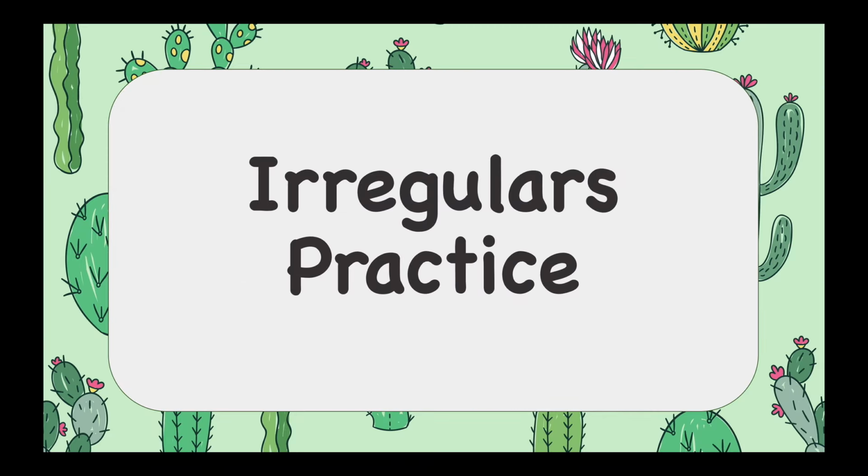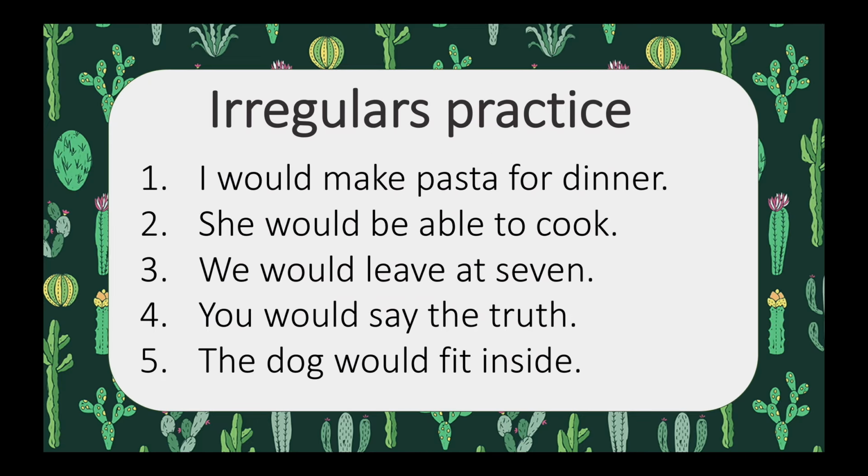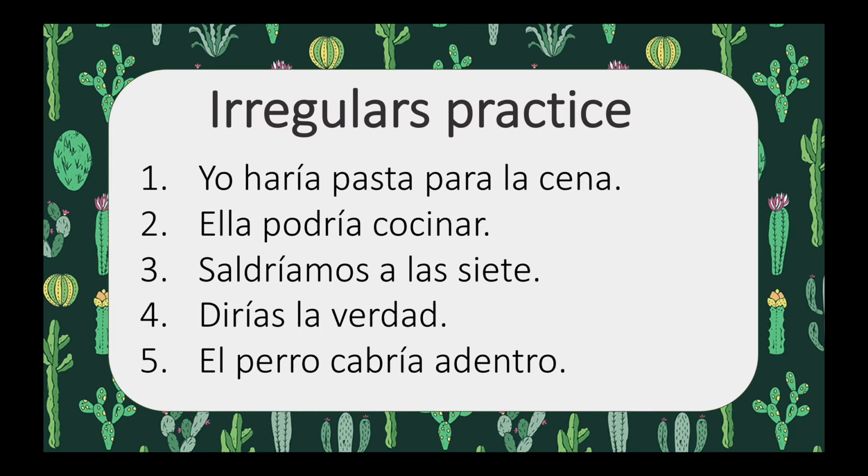So let's practice with the irregulars. Remember, pause the video if you need more time. Yo haría pasta para la cena. Ella podría cocinar. Saldríamos a las 7. Dirías la verdad. El perro cabría adentro.